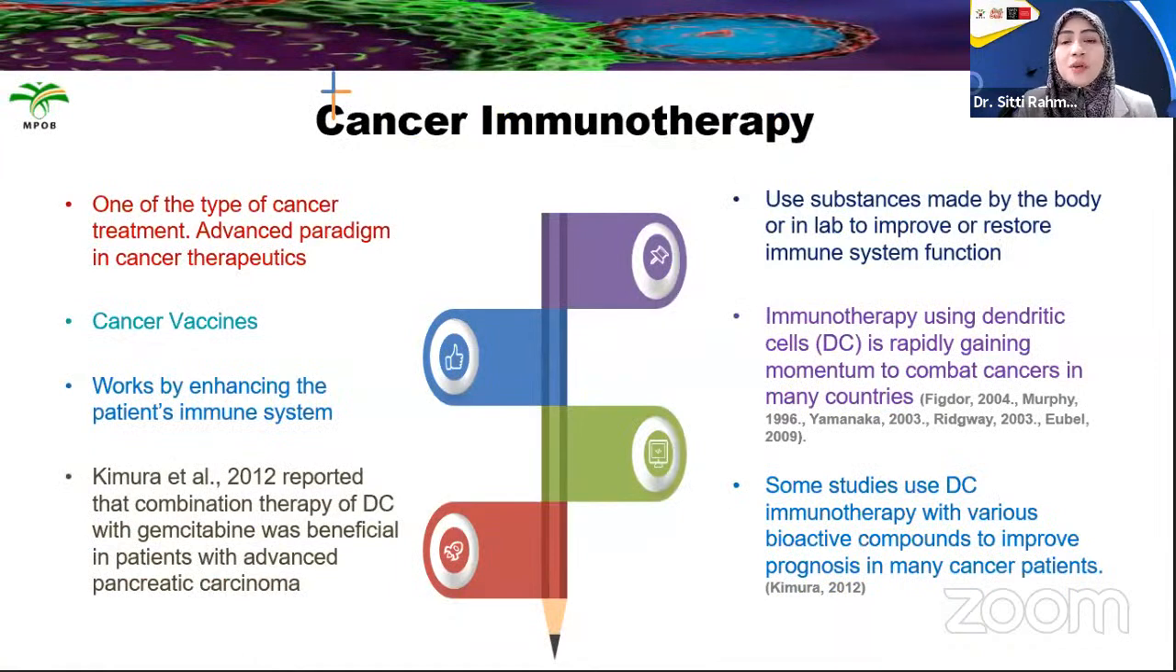So cancer immunotherapy, or we can call it a cancer vaccine, works by enhancing the patient's immune system. It is one type of cancer treatment, which is an advanced paradigm in cancer therapeutics. In cancer immunotherapy, we use substances made by the body, the immune cells, and then we improve them in the lab to restore immune system function. Immunotherapy using dendritic cells is rapidly gaining momentum to combat diseases such as cancer in many countries.